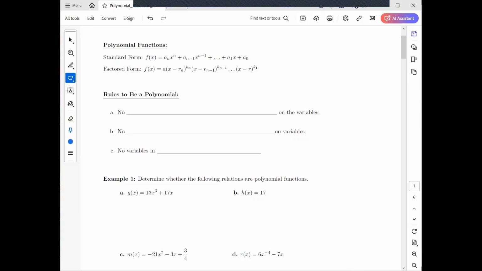Okay, let's talk about polynomial functions. We have standard form and factored form. I know this looks really scary, but I want you to think back to our quadratic functions.